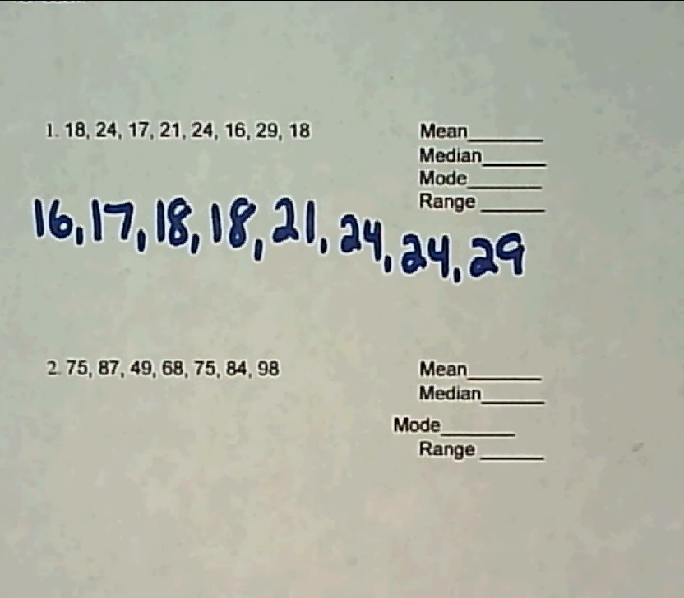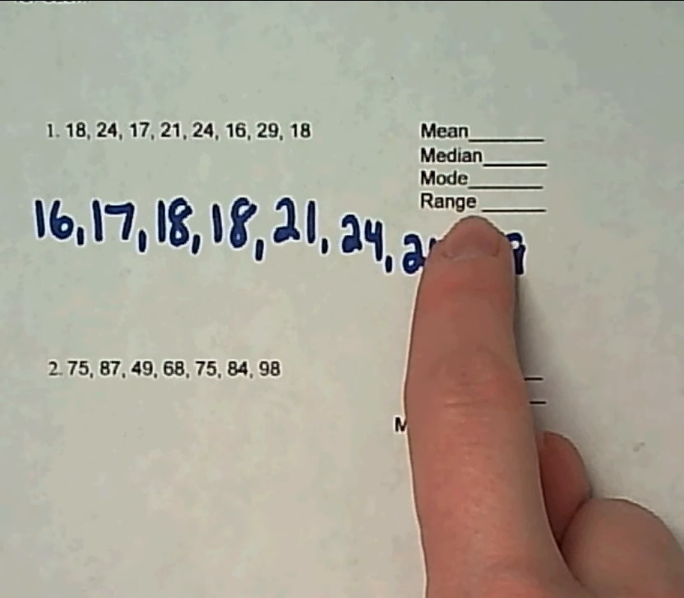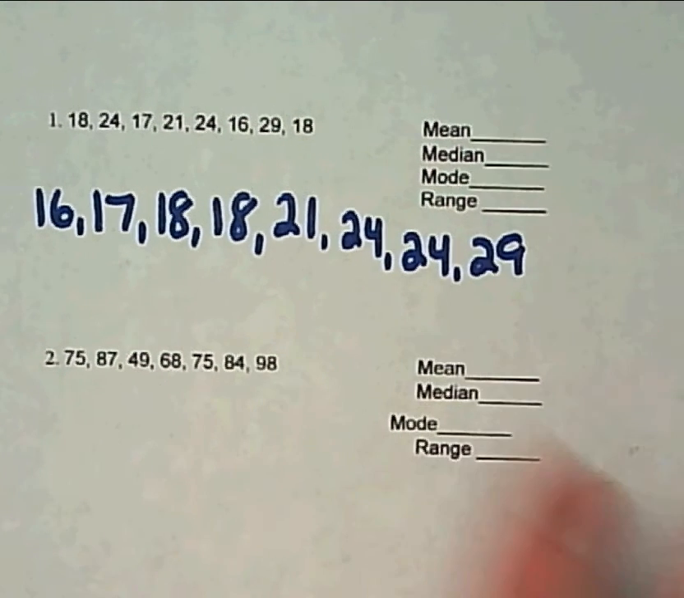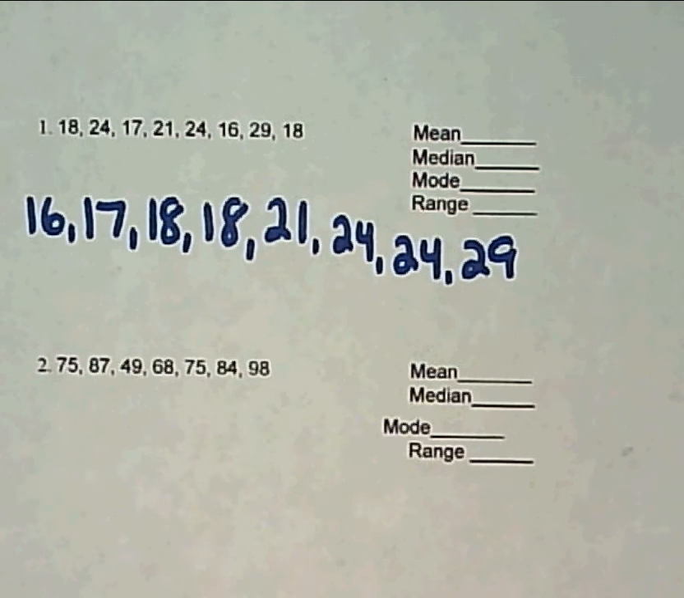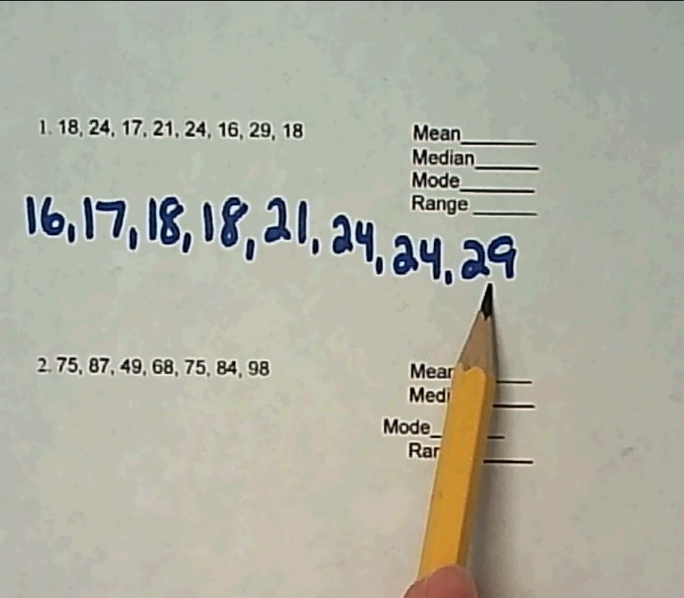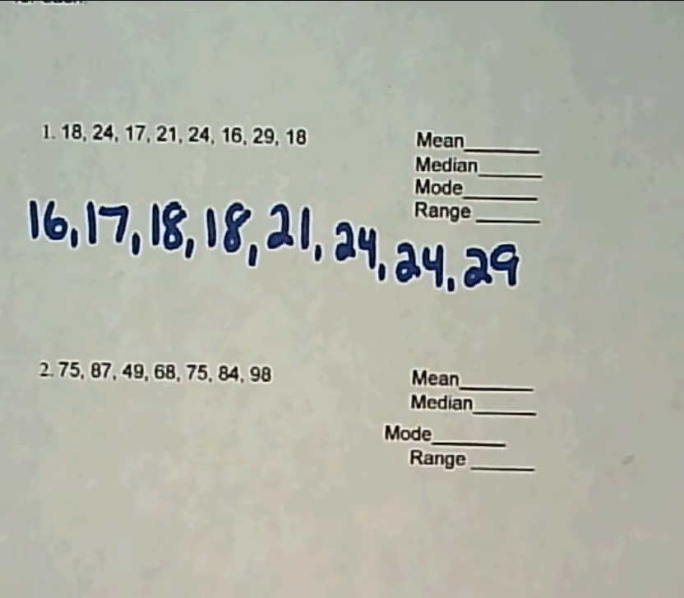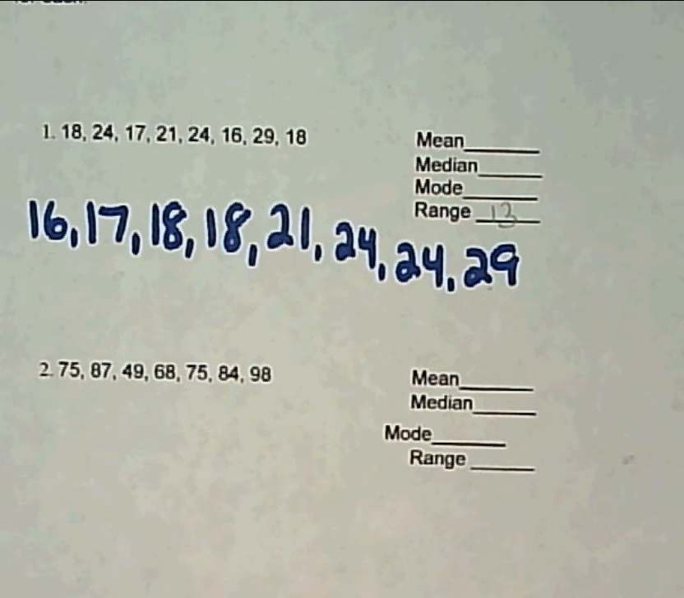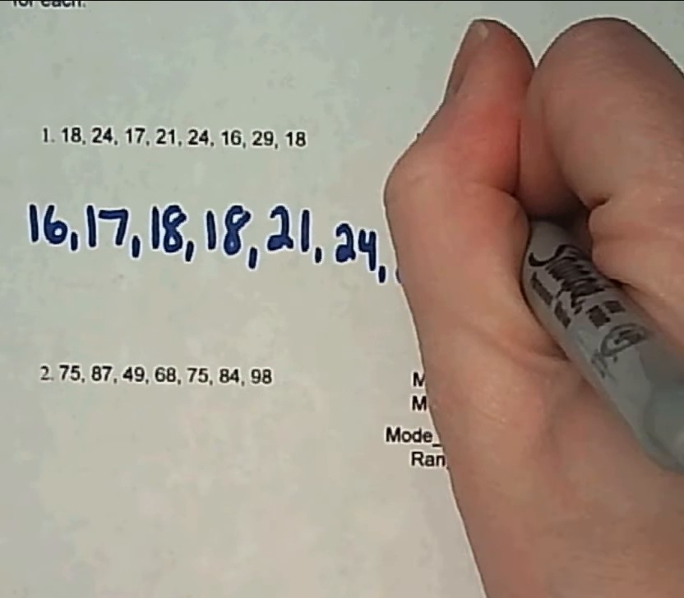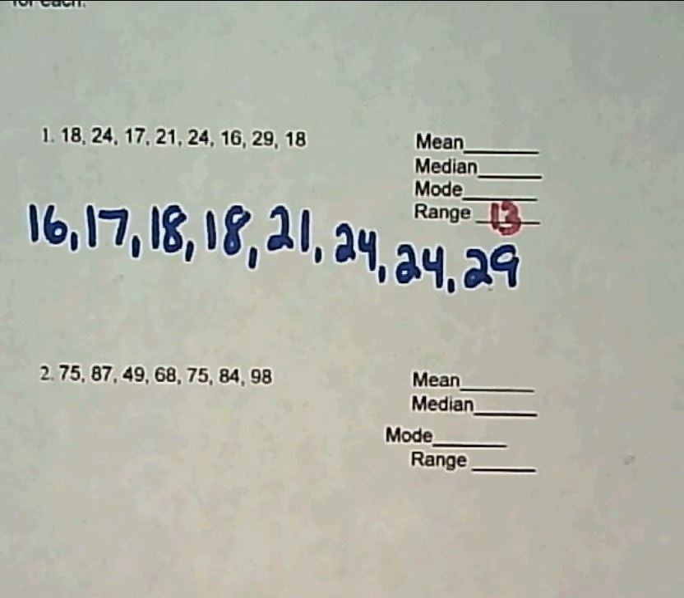Okay, so let's see. I'm going to start with the bottom because in my opinion the range is the easiest and we'll work our way up. So let's find the range. What would the range of these numbers be? To find the range, we can do the greatest minus the lowest, so 29 minus 16, which in this case would be 13. 29 minus 16 is 13, okay?